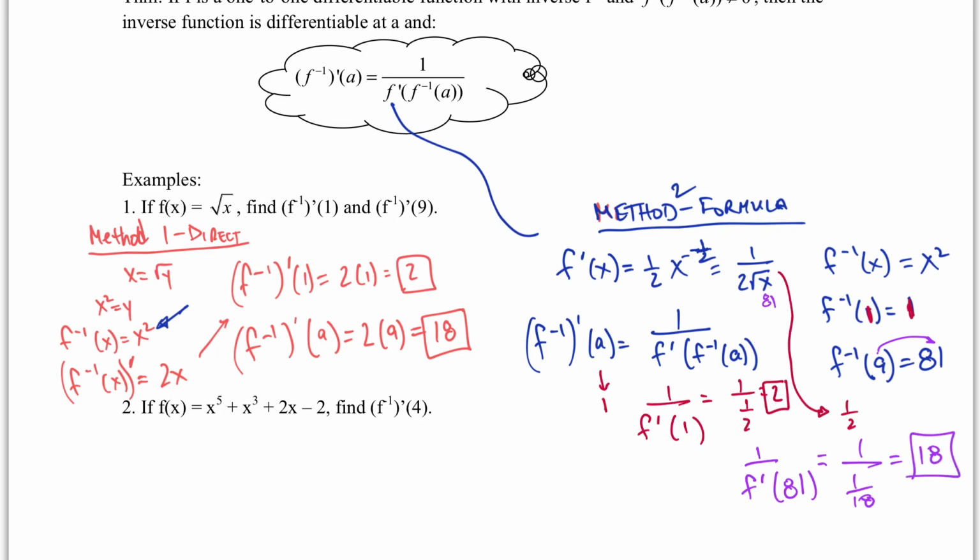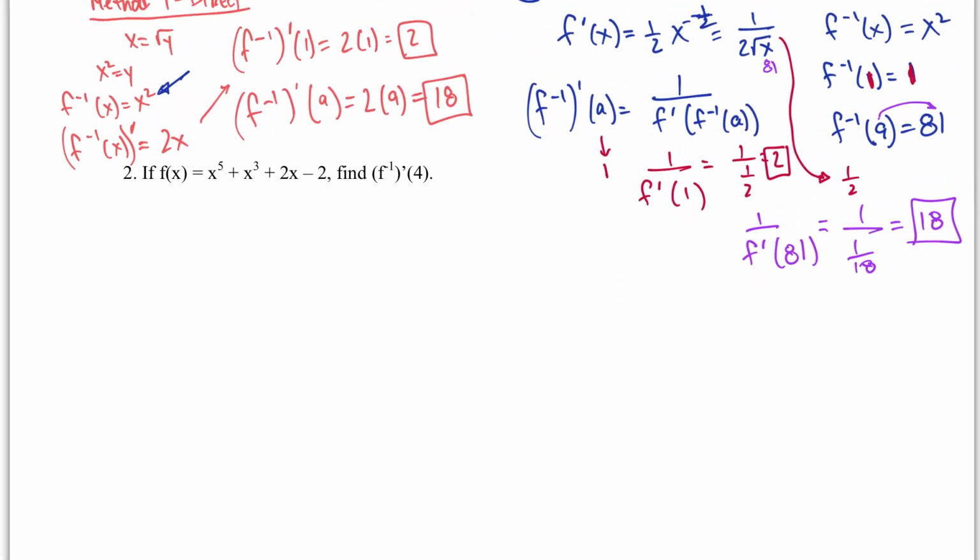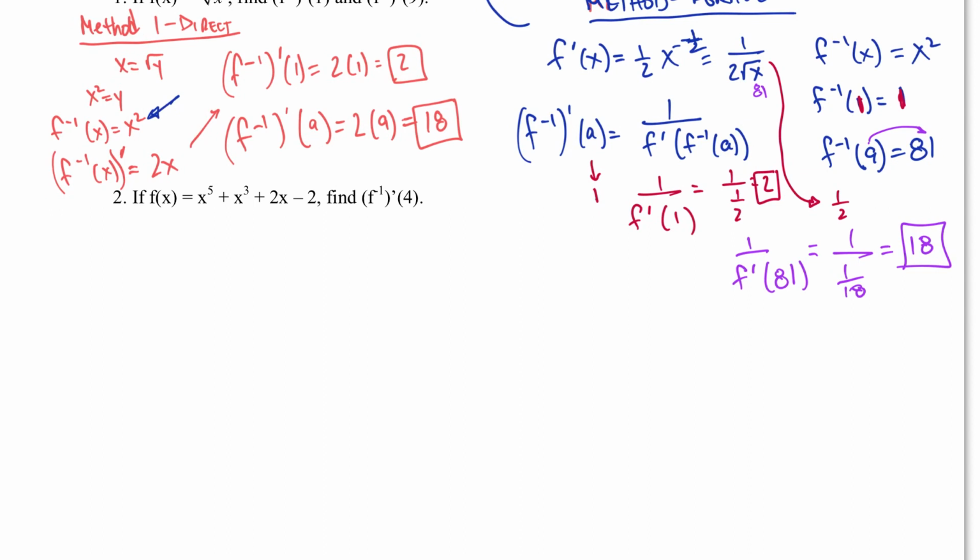Again, the direct method could be easier, but you may not always be able to do it that way. We're going to end up with a problem where you'll see that you cannot do it that way. All right, let's take a look at this next one. Here's another type of situation you're going to come across. On this next one, it says, if f of x equals x to the fifth plus x cubed plus 2x minus 2, find the inverse derivative at 4.